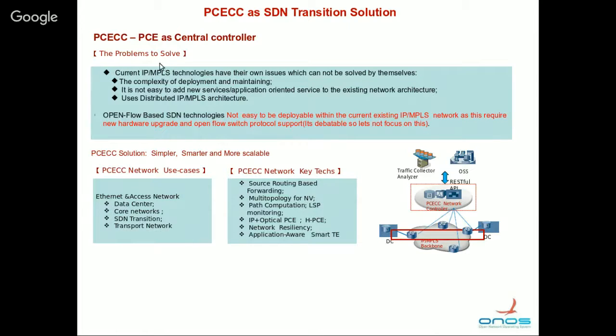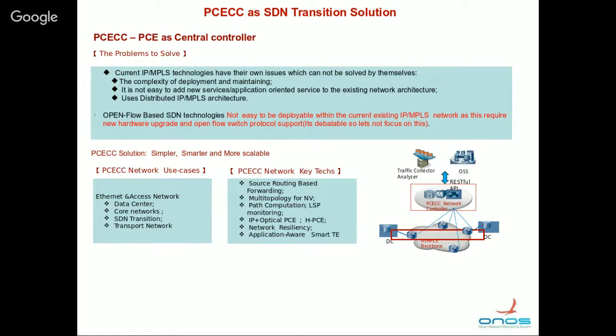Okay, so the problem we are trying to solve here is the current legacy network. The complexity of deployment and maintenance is very heavy. Since the computation is also distributed, we need a distributed signaling protocol. For example, if you get a better computation logic, you need to upgrade all the devices in the network. Also, if you want to create a tunnel, each ingress node has a computation logic involved, and it is unaware of the other tunnels in the network.